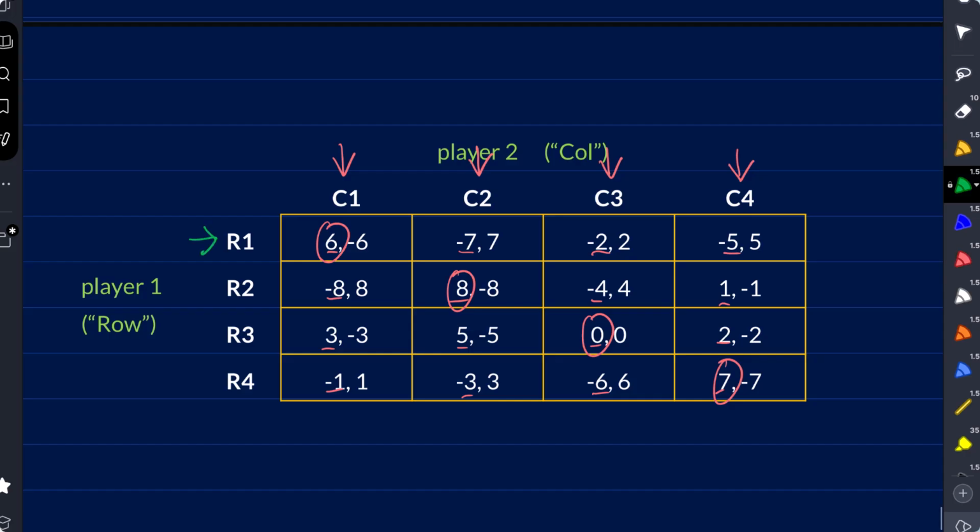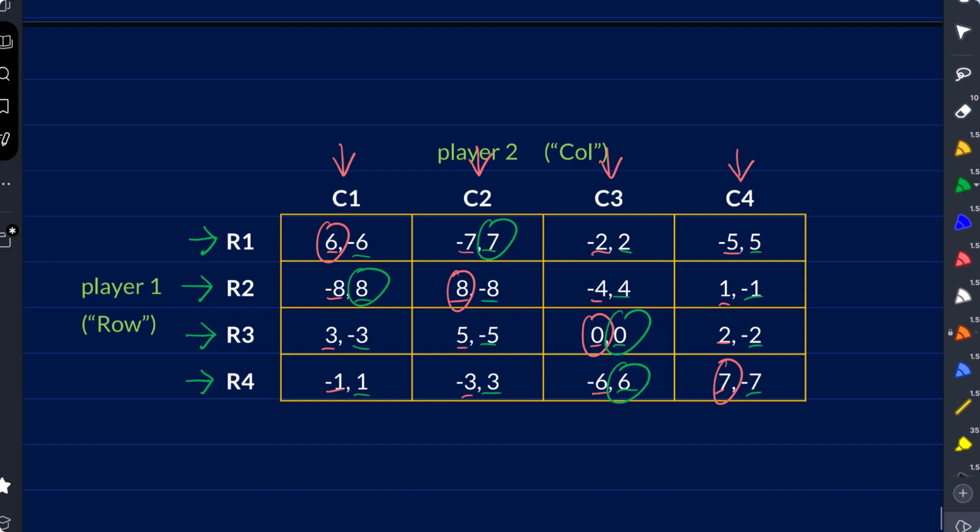Okay, now for player 2, if R1 is going to happen, the best response is going to be C2. If R2 is going to happen, the best response will be C1 to get that 8. If R3 is going to happen, the best response will be C3 to get that 0. And if R4 is going to happen, the best response will be C3 again to get that 6.